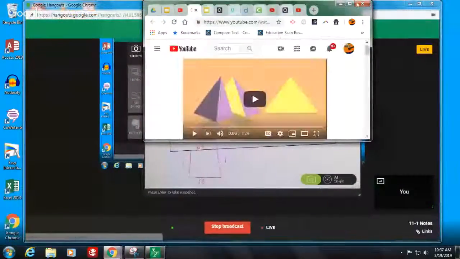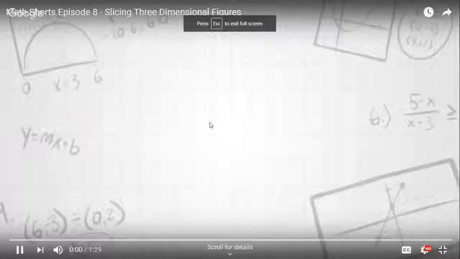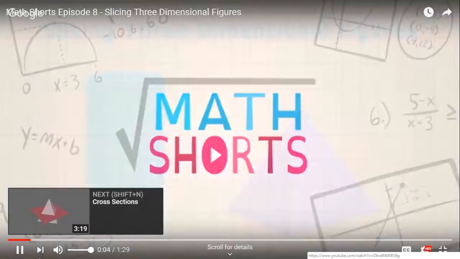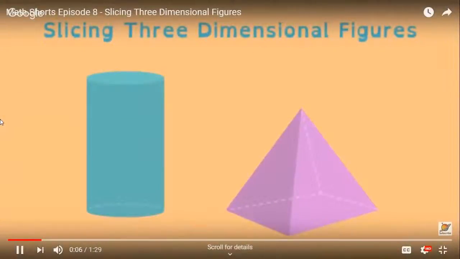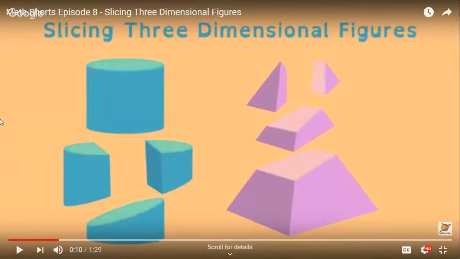So this stuff is super hard to see. We're going to watch this video and see if it makes any sense to us. Slicing solid, three-dimensional figures results... Okay, so pause. Look at the shapes that we just got.